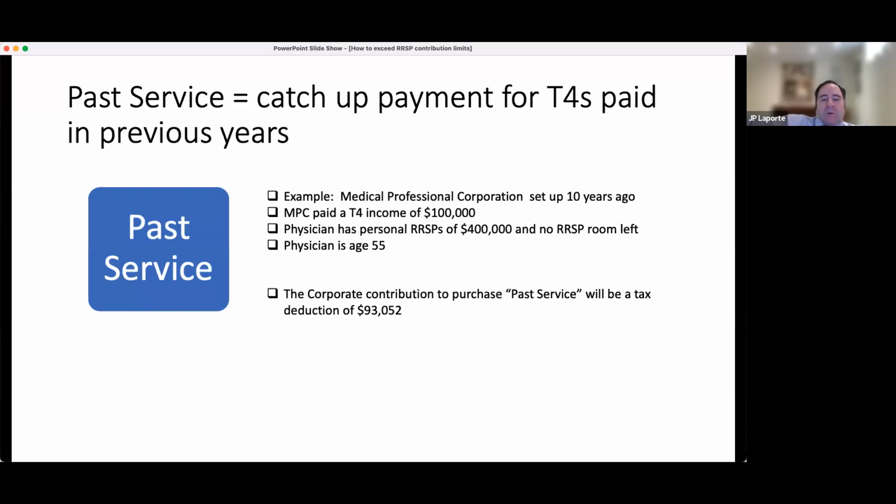So when we crunch the numbers based on these facts, we're able to do a corporate deduction or contribution of $93,052. So that's what the past service is. It's monies that the company is putting inside the pension plan to increase the size of the pension benefit relating to past years. Next slide.